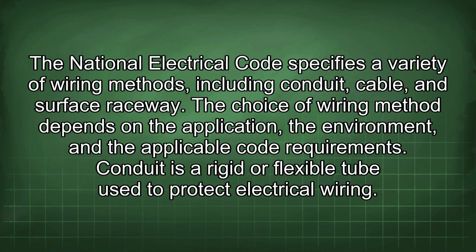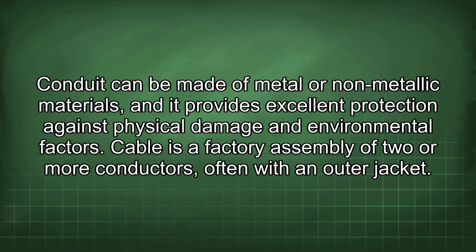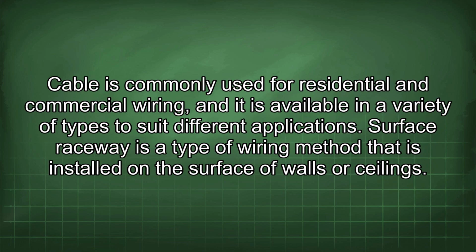Conduit is a rigid or flexible tube used to protect electrical wire. Conduit can be made of metal or non-metallic materials, and it provides excellent protection against physical damage and environmental factors. Cable is a factory assembly of two or more conductors, often with an outer jacket. Cable is commonly used for residential and commercial wiring, and it is available in a variety of types to suit different applications.